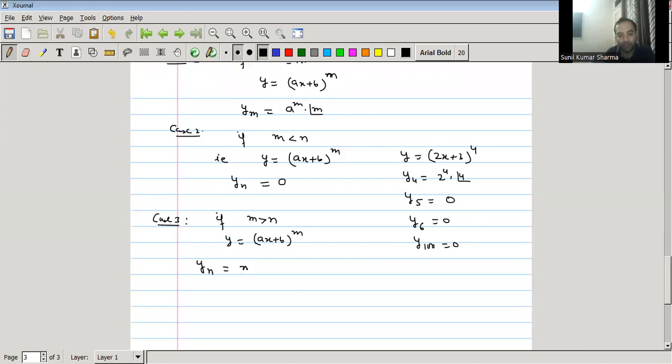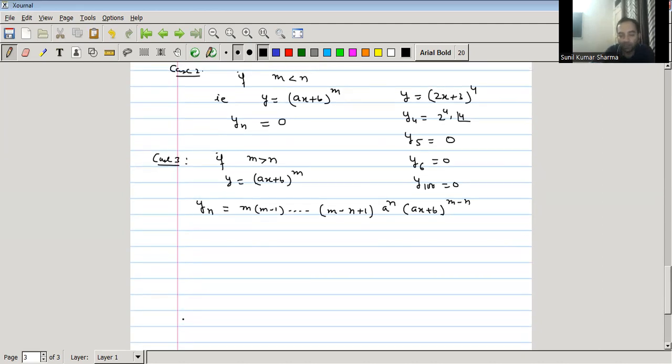Yn is, then you get m into m minus 1 up to m minus n plus 1, a to the power n, if you differentiate n times, into (ax plus b) to the power m minus n. So let us discuss a simple example related to this case. If we have y is equal to (2x plus 3) to the power 4, and we have to find y2.